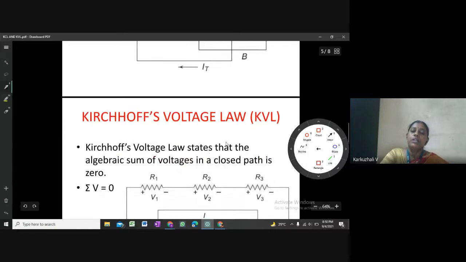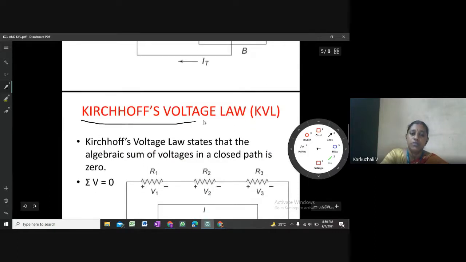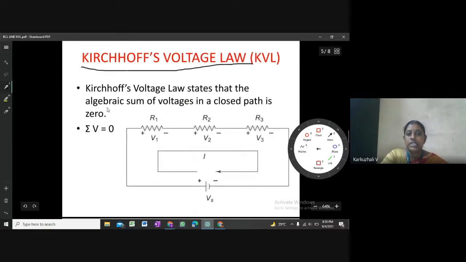Now, Kirchhoff's voltage law. So, what does Kirchhoff's voltage law state? It states that the algebraic sum of the voltages in a closed path is zero. So, this is the main source, the active element that we have seen. This is the voltage source. These three resistors R1, R2, R3 are the dissipating elements. They take the energy from this voltage and dissipate the energy in the form of heat.